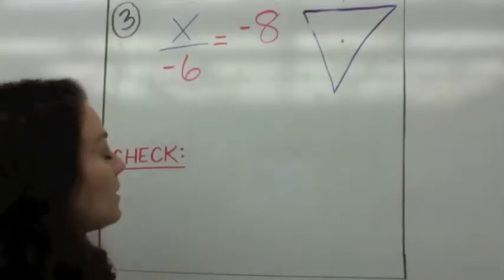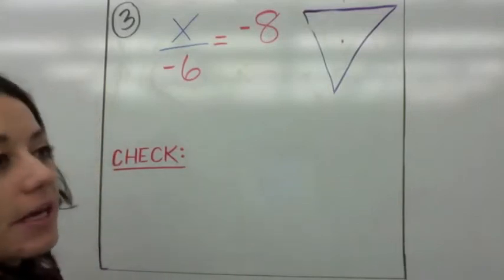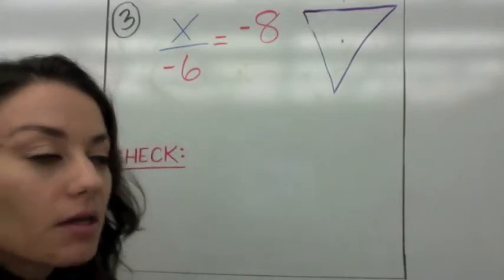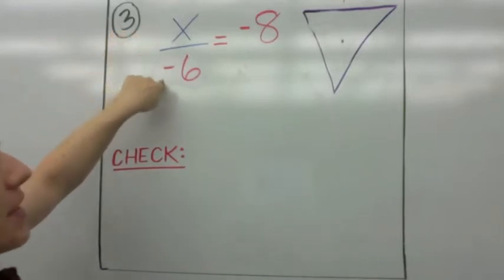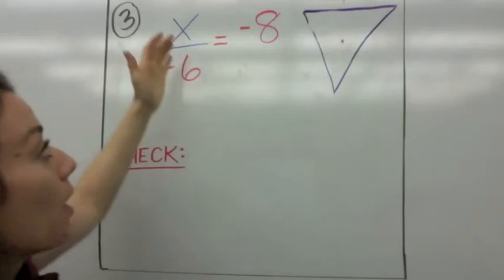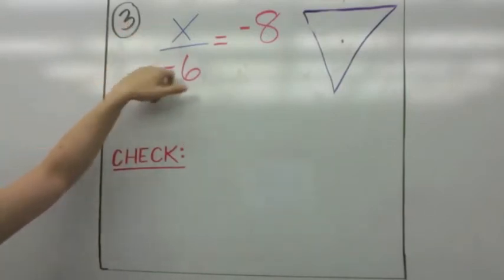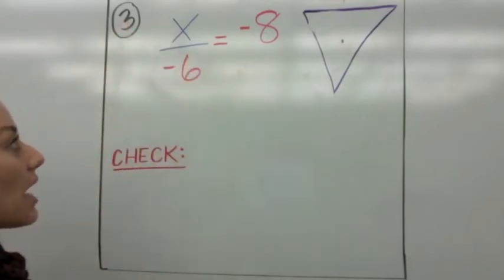Now let's look at our last example. Read it with me. It says x divided by negative 6 equals negative 8. It's asking you what number, if you divide it by negative 6, would give you a negative 8.